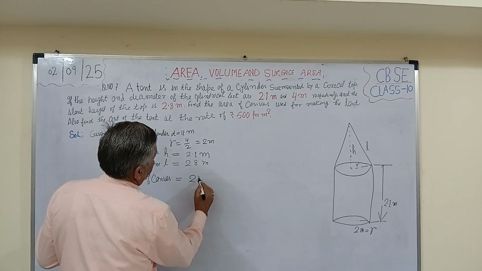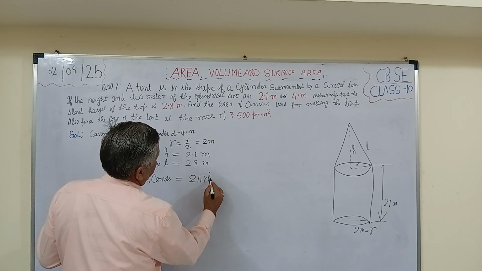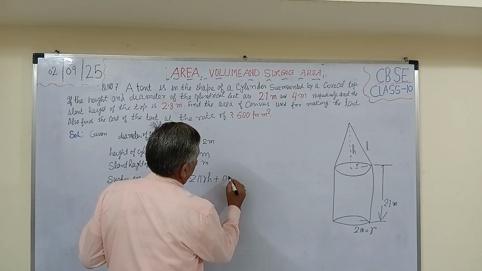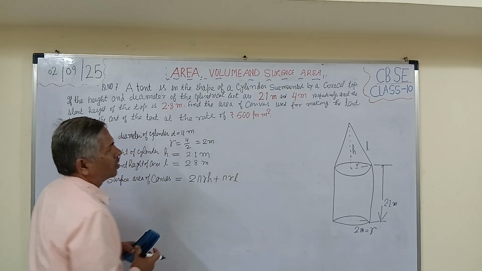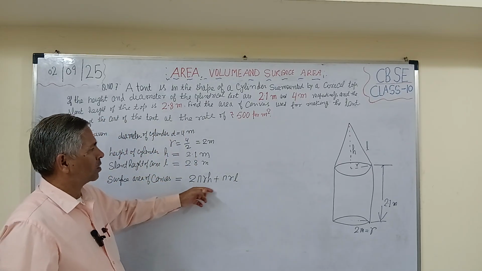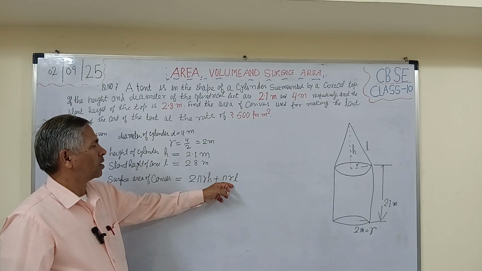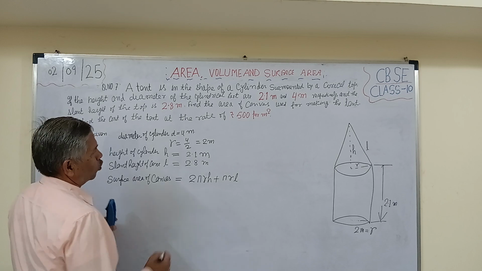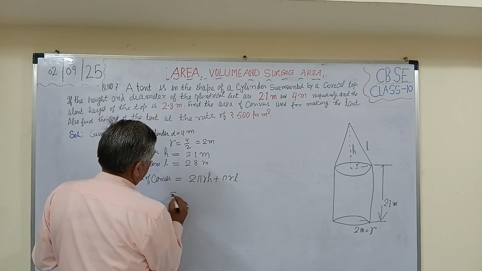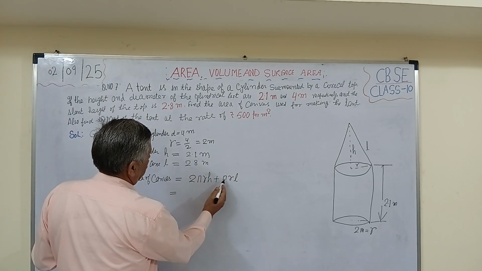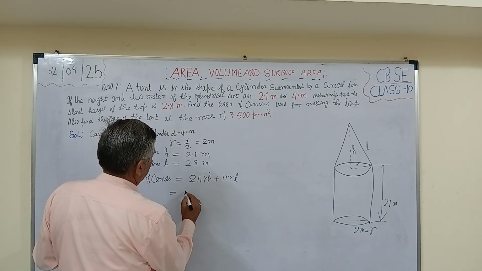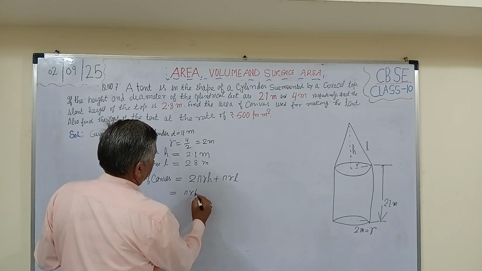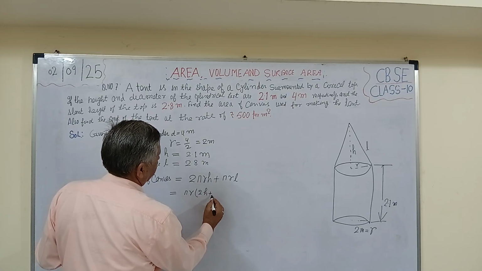That means 2 pi rh plus pi rl, that is surface area of cylinder plus surface area of cone. So we will get, now we can take pi r as common, then we will get 2h plus l.